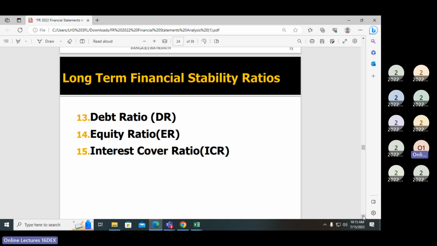There are so many ratios. Here we are discussing just around 20-21 ratios. Financial statement analysis is a very broad, separate subject. Sometimes a degree program may have this subject, sometimes an accounting program may not. In that case, you should have at least this basic part of financial statement analysis.